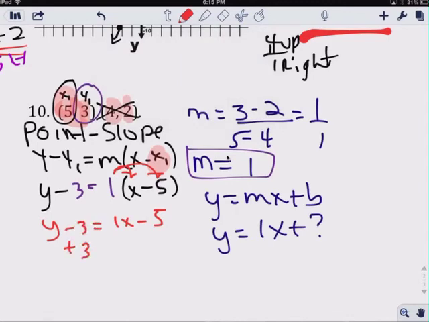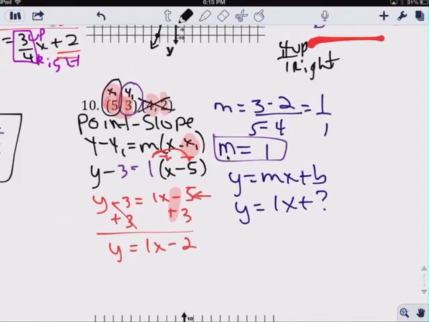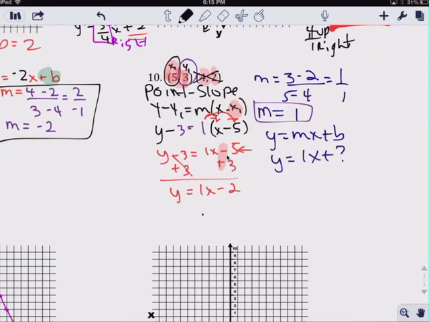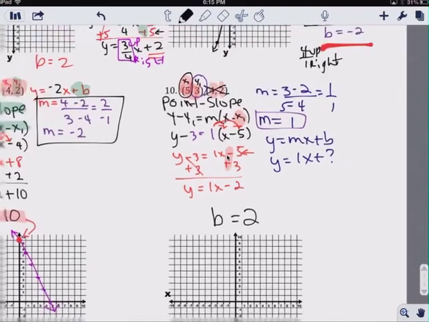Add 3, y equals 1x. Instead of adding 3 here, because the signs are opposite, we subtract, and the bigger number is 5. So subtract, we get 2. It's a minus 2. So my y-intercept, in this case, b equals 2.